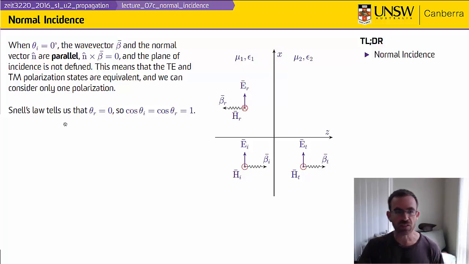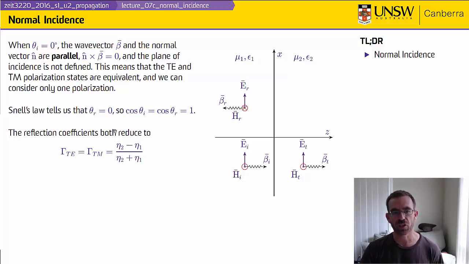Well, Snell's law tells us that theta reflected is equal to 0, which means it's propagating back in the minus z direction. So cosine theta incident equals cosine theta reflected, and that's equal to 1. And the reflection and transmission coefficients that we derived from the Fresnel formulas in the previous lecture reduce to this simpler example, where I have the wave impedance in medium 2 minus the wave impedance in medium 1 over the wave impedance in medium 2 plus the wave impedance in medium 1.